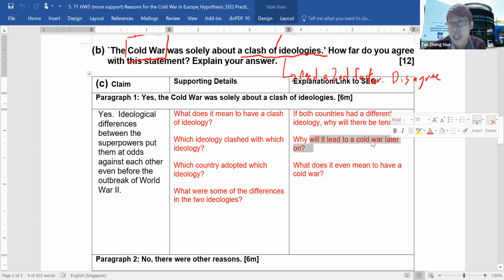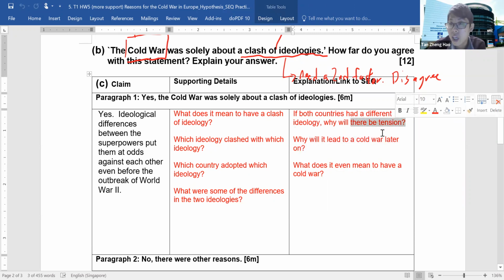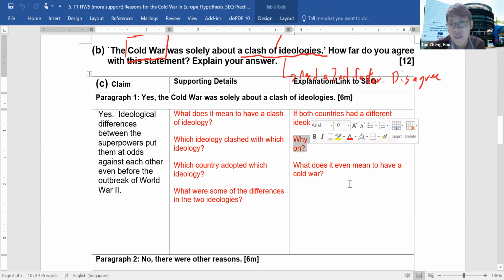Okay, so you can say something like, when they have different ideology, the countries will have a lot of tension with each other because they do not agree with each other, or they think that the other party is wrong. And it will lead to a worsening of the relationship, and they will have a lot of conflicts in the future, leading to a Cold War. So you make a link from how clash of ideology can eventually be linked to the Cold War. Okay, so this is the first paragraph. Feel free to pause the video and finish this first paragraph before you watch the remaining, where I'm going to talk about paragraph 2.